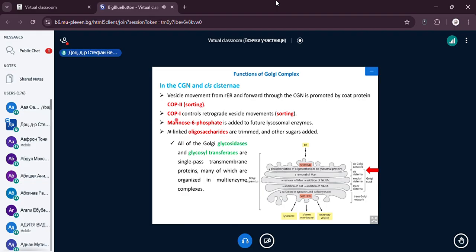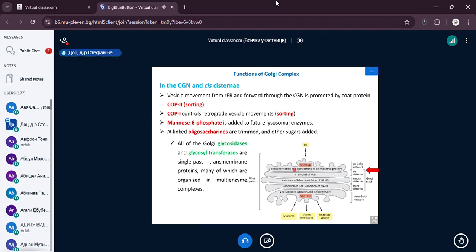specifically recognized because of the presence of this mannose-6-phosphate and packaged into the primary lysosomes. I will tell you from now that the Golgi complex is where primary lysosomes are being formed as organelles.